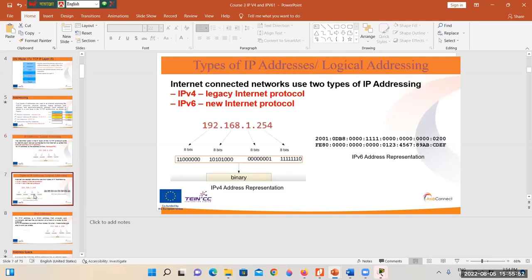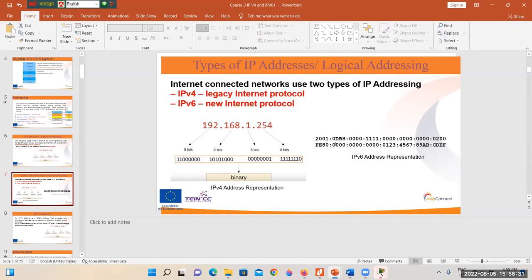Now, in types of IP address or logical addressing, internet connected networks use two types of IP address. One is IP version 4, internet protocol version 4, and the latest one is IP version 6, internet protocol version 6. Here I have added a sample: this is an IP version 4 address, and this is an IP version 6 address. IP version 4 is 32-bit. On the other hand, IP version 6 is 128-bit. We will discuss IP version 6 addresses tomorrow, and how they are represented.